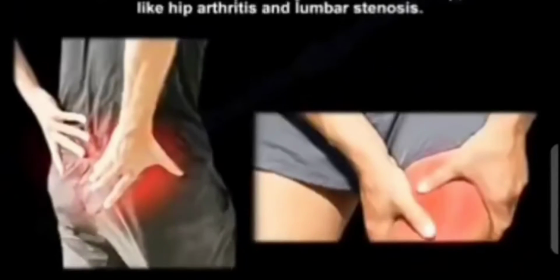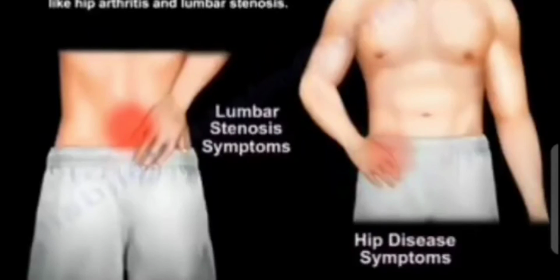Keep in mind, things can be associated and overlap. Low back pain may also involve the hip, like hip arthritis and lumbar stenosis.